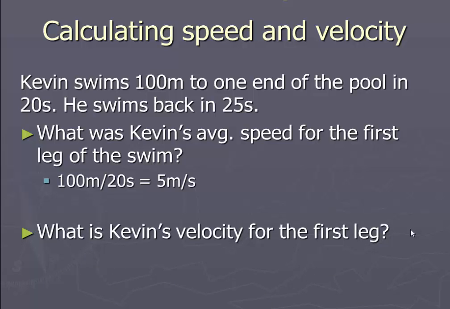But what is his velocity over the first leg? You take that positive 100 meters because he's going in one direction, divided by 20 seconds, so he has a positive 5 meters per second. If you notice, we put that positive sign in there because that shows that he's moving in a forward direction.